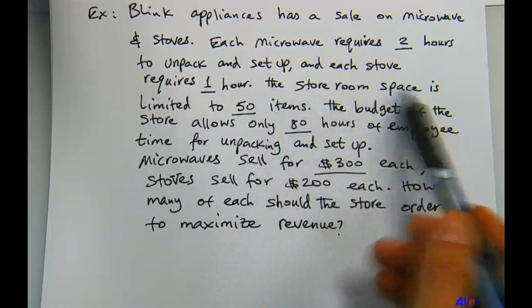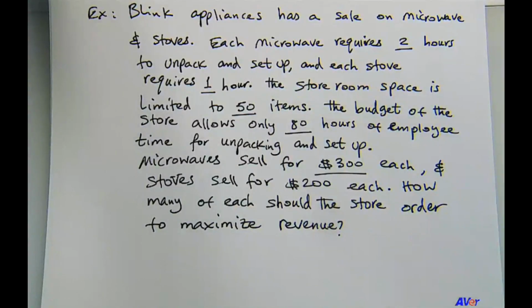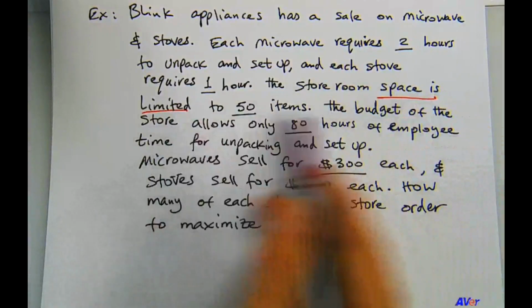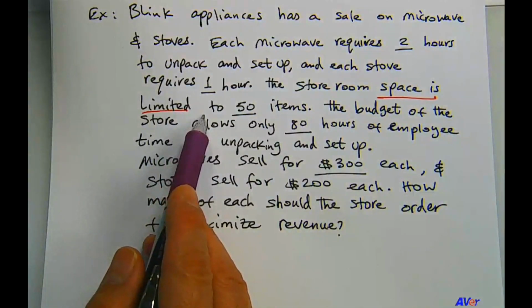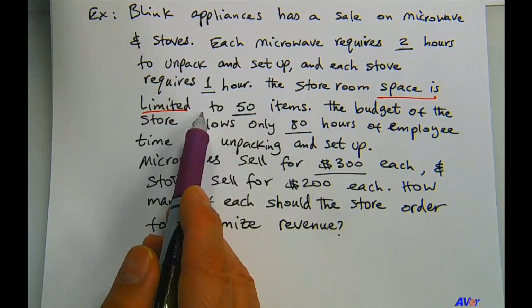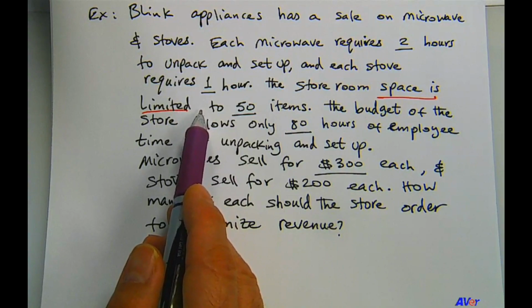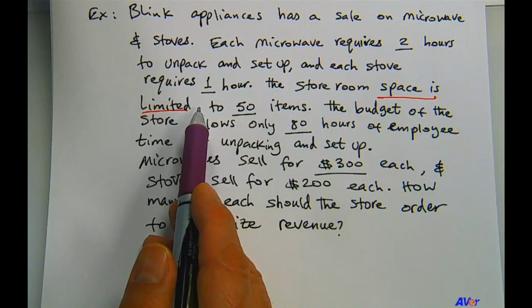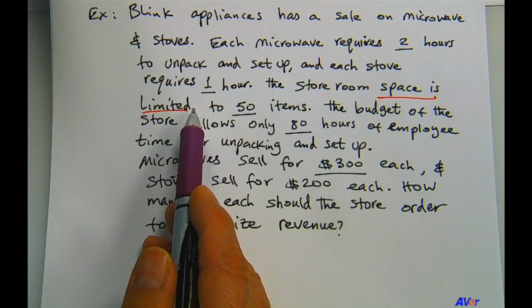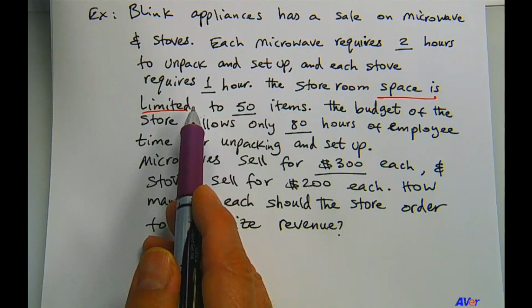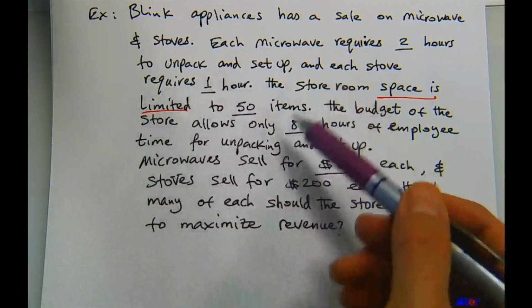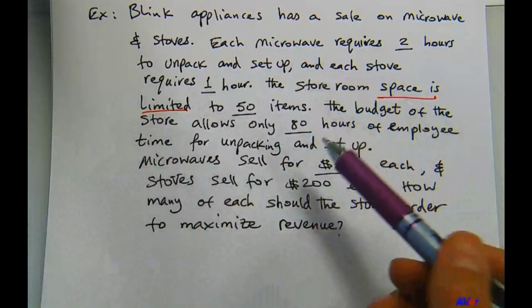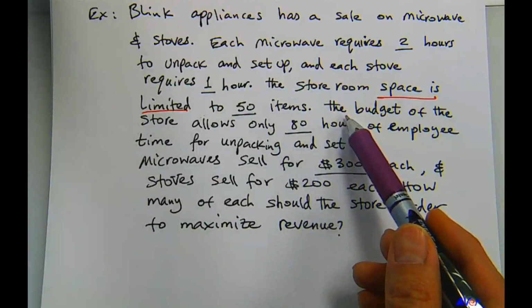So the storeroom space is limited. Right there, we have a clue that we have some information given to us about a constraint. In a real-world business situation, I'm sure you all know, there are all kinds of constraints, right? Spatial constraints, budgetary constraints, time constraints. All of this, you have to look for those clues in these word problems, for optimization word problems. So that's one of them.